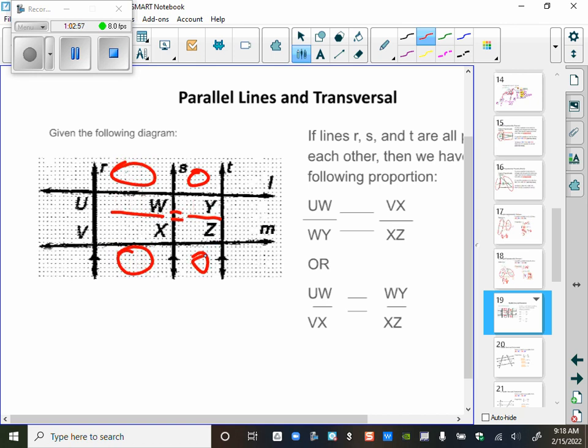Now, if it was the other way around, it's still going to be the same idea. Still the same idea. The only difference would have been these two distances would have been equal to those two distances. So even if it looked like this, still be the same idea.